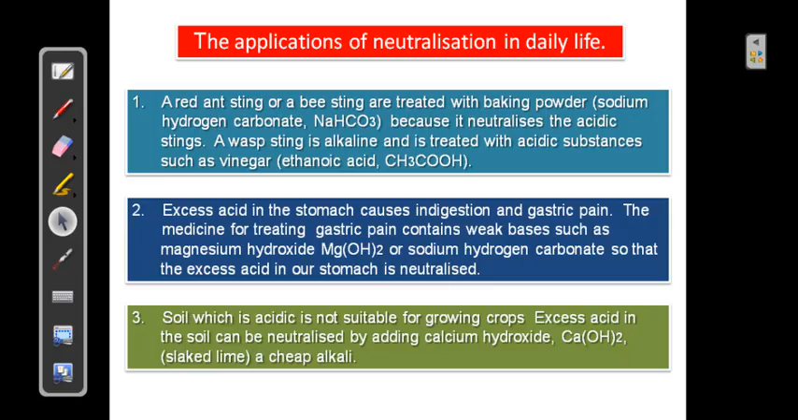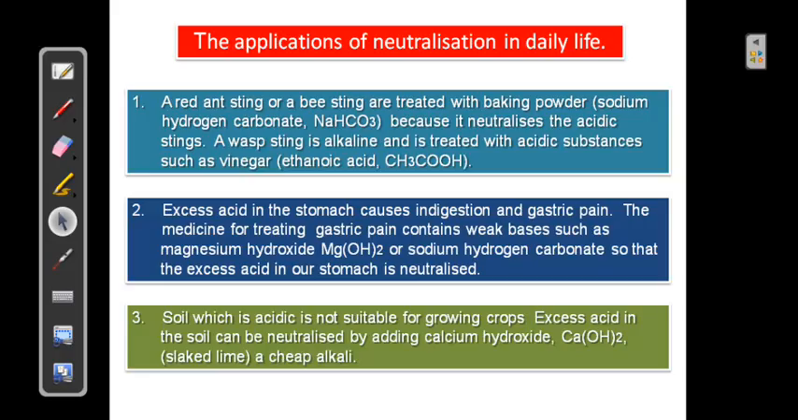Now another factor is soil, which is acidic. It's not suitable to grow crops. You may plant anything, but it just refuses to grow. If at all it grows, it will be very weak, and in no time the root will get rotten, and the tree will die off, or the plant will die off.